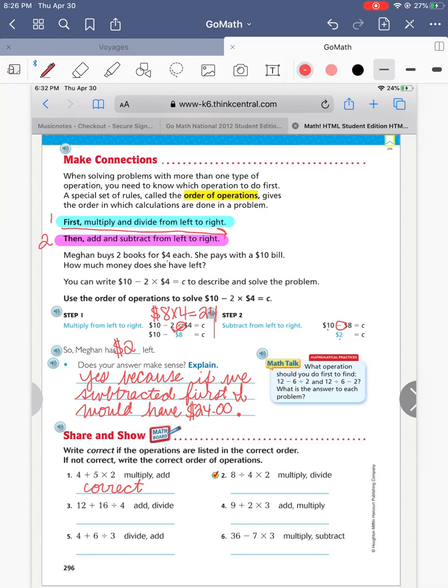2. 8 divided by 4 times 2. So step 1 says first multiply and divide from left to right. So they said we multiply and then divide. So look at the order. So if there's both multiplication and division in a sentence, we have to start on the left. So which one comes first? The division sign's first. So they need to divide, then multiply.